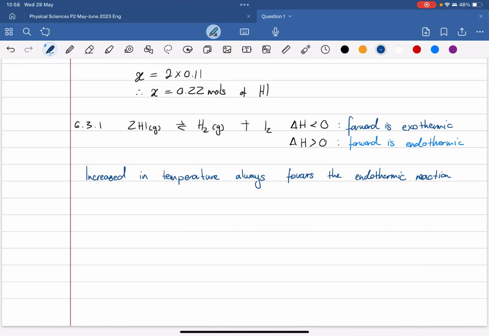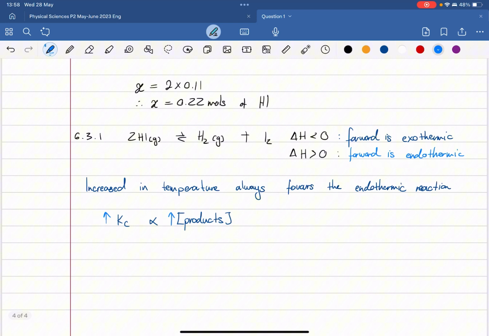Alright, if that's the case, what else do we know? We know that Kc is directly proportional to the concentration of the products. Okay? So what does that mean? That means if Kc increases, the concentration of the products also increases.